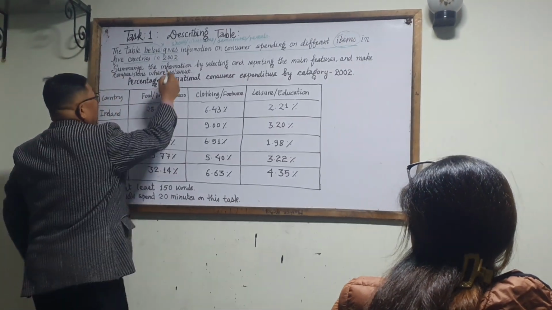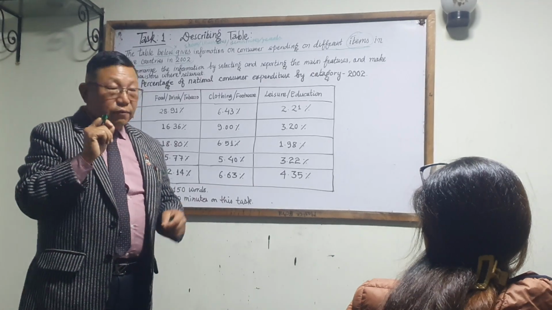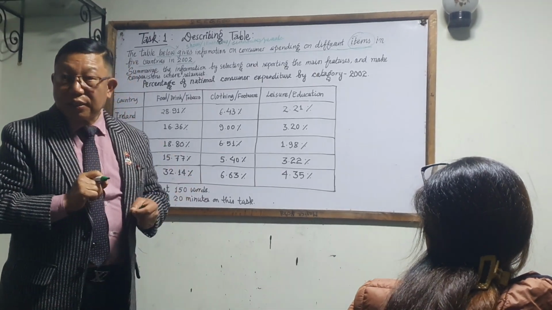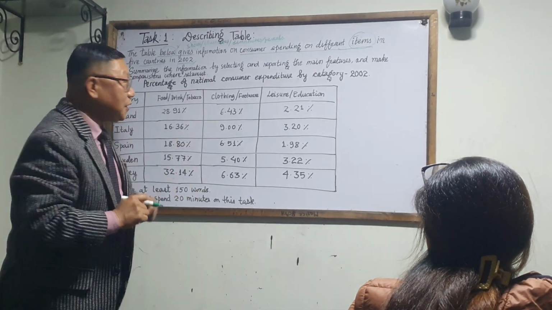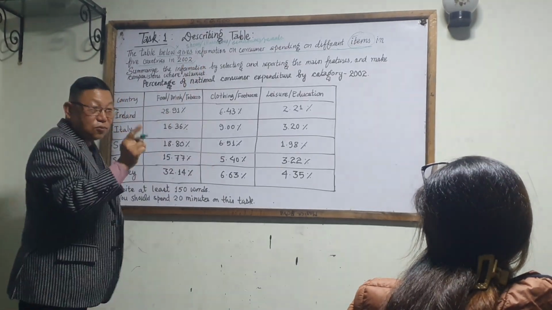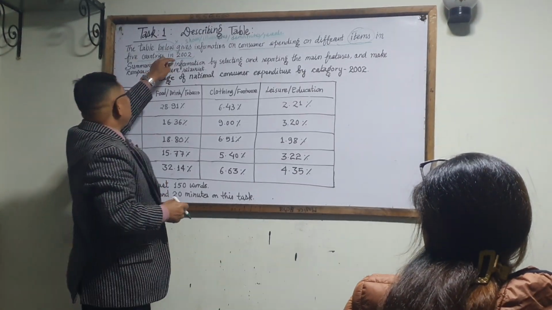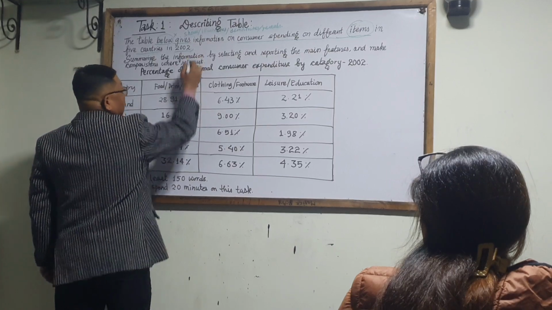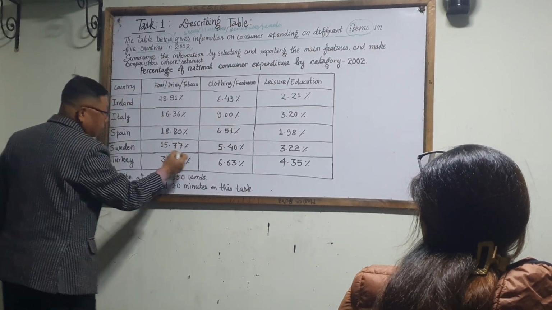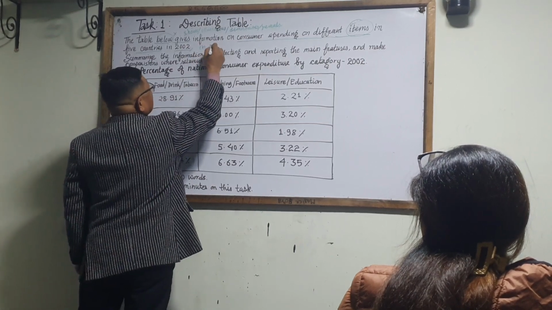In this way you will be able to write. In which tense do you have to describe? Past tense, because this report was taken in 2002. It means that when describing in the body part, you have to write in past tense. And all the data are in percentage.